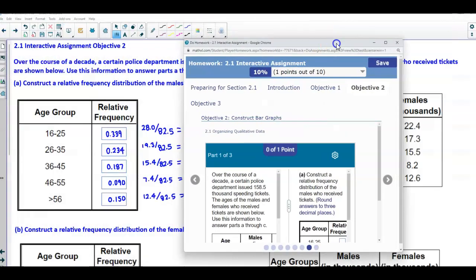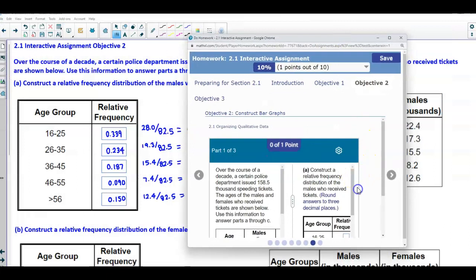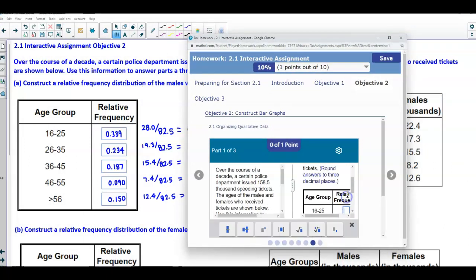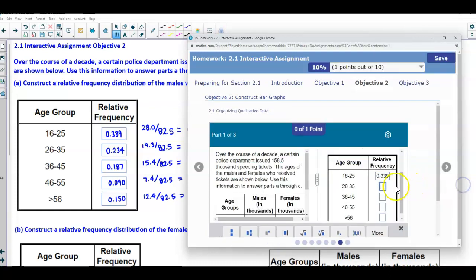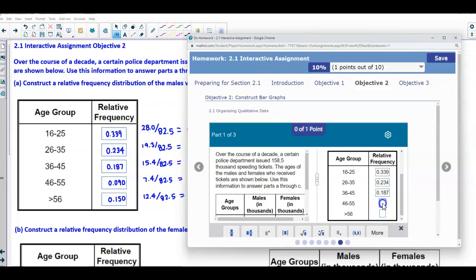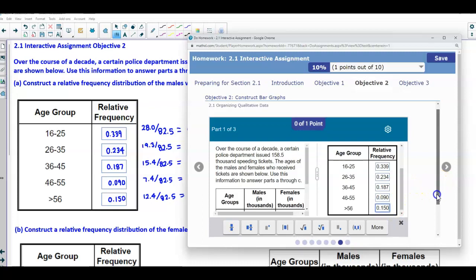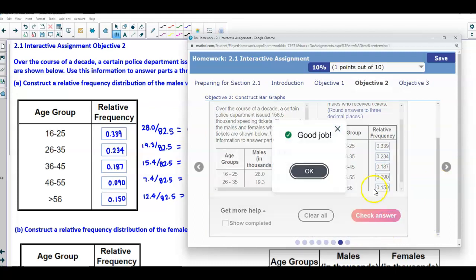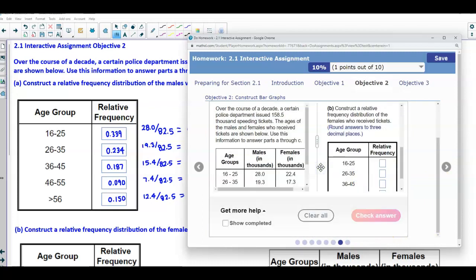Okay, so putting in our answers, we have 0.339, 0.234, 0.187, 0.090, and 0.150. So let's check our result, and therefore there is our answer.